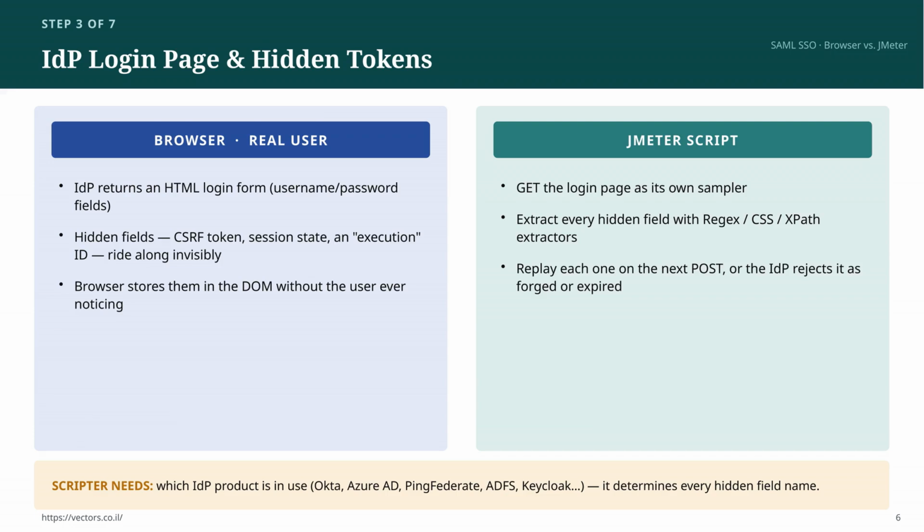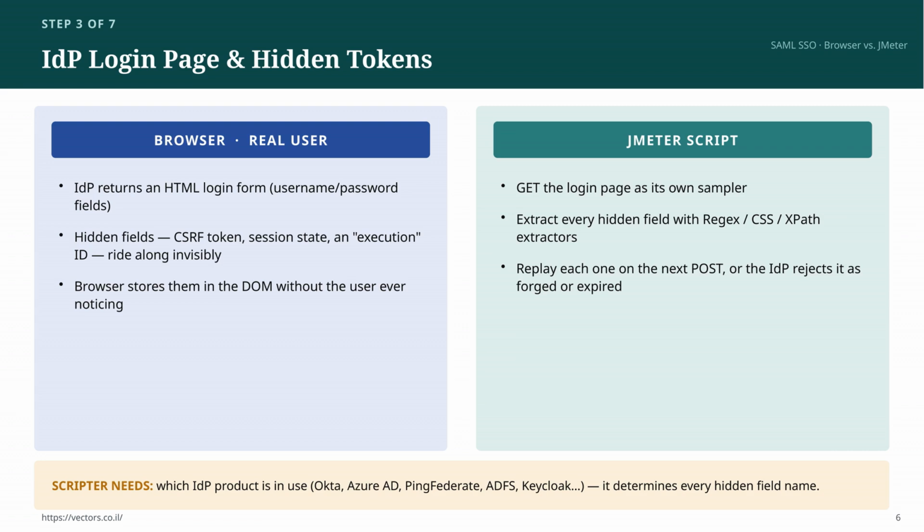Once redirected, the identity provider shows a login page. Visually, it's just a username and password field, but under the hood there are almost always hidden fields: a CSRF token, a view state, sometimes an execution ID, depending on the IDP product. The browser stores and resubmits these without the user ever knowing they exist.